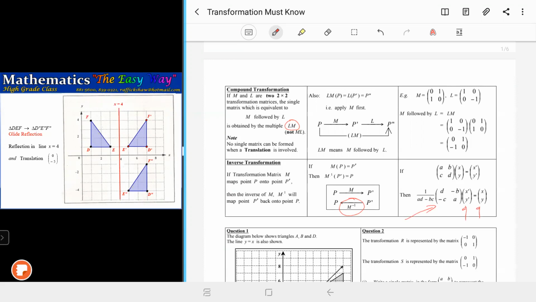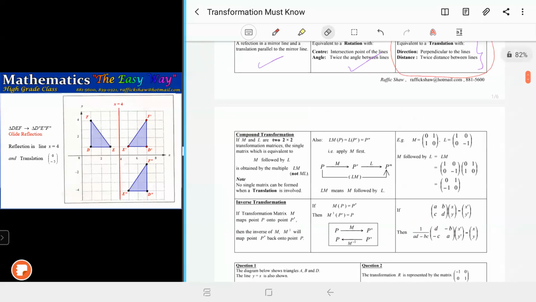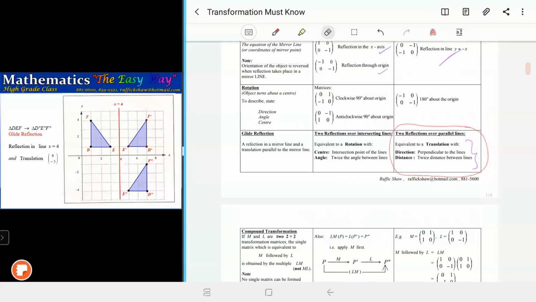So you see, for almost all the questions that we did today, there's something on the must-know sheet relating to it. The must-know sheet, I tell you, covers almost everything that they'll ever ask you.